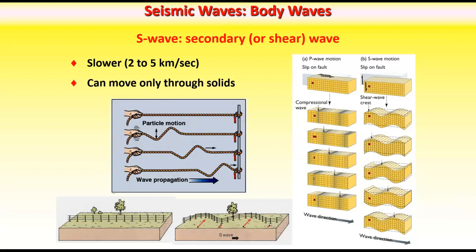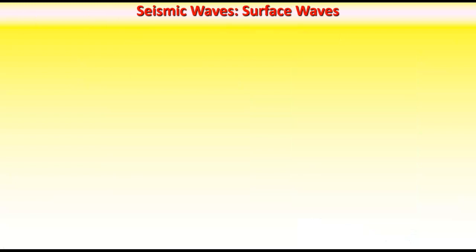So we can record both of these P waves and S waves, and because they're different speeds, we see them come in at different times. That is useful for us in helping us determine where an earthquake epicenter is, of course, okay?